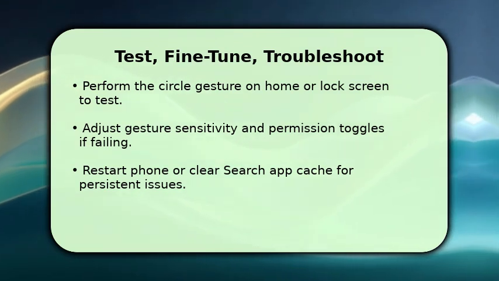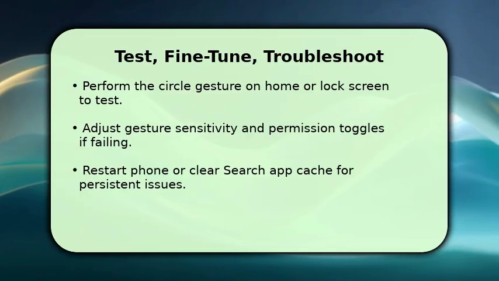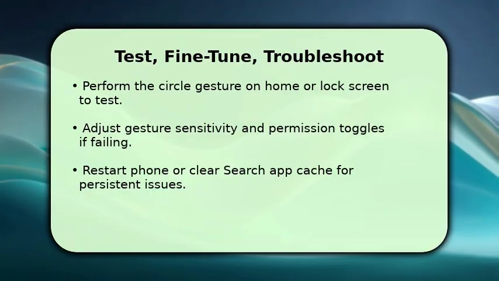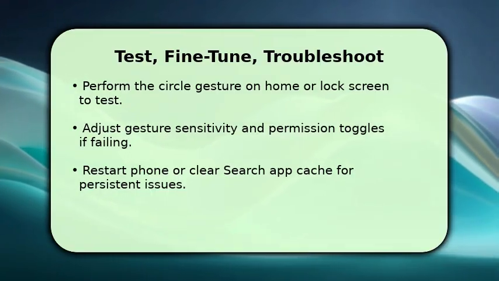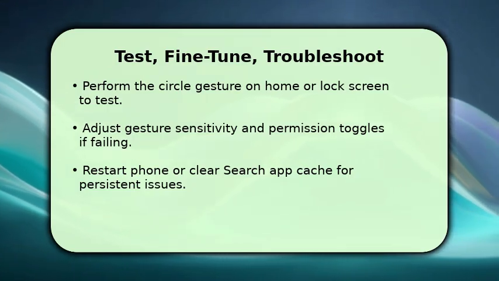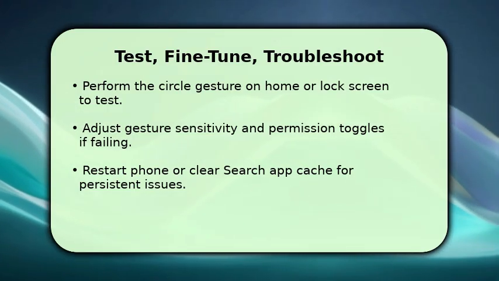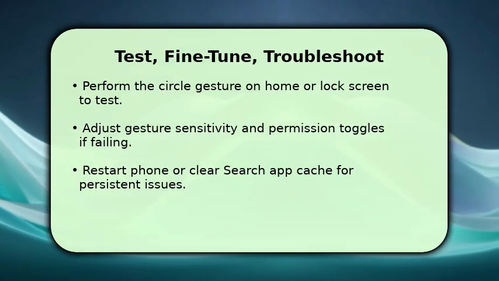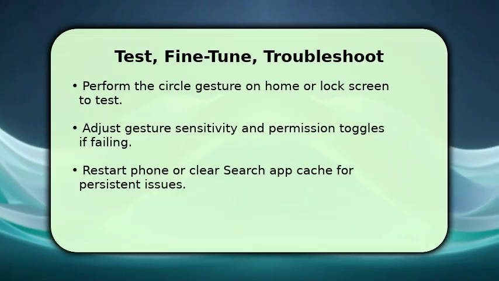If it's inconsistent, go back and tweak sensitivity, recognition timeout, or reassign the action. Make sure microphone, overlay, and storage permissions remain allowed. If it still fails, restart the phone and clear the search or Google App Cache. Reinstall the update only as a last resort. This single troubleshooting step fixes most recognition and permission issues.